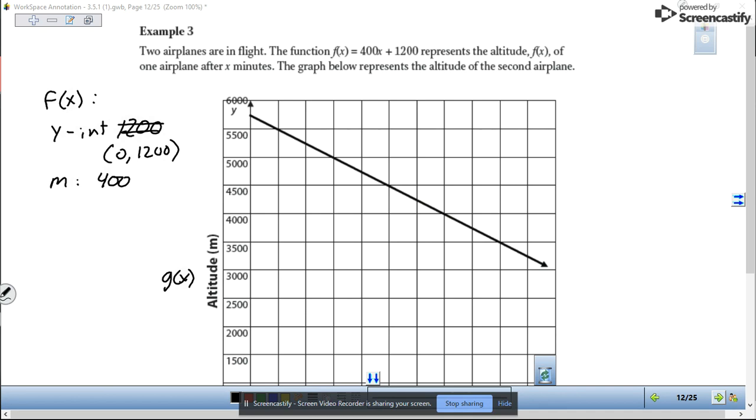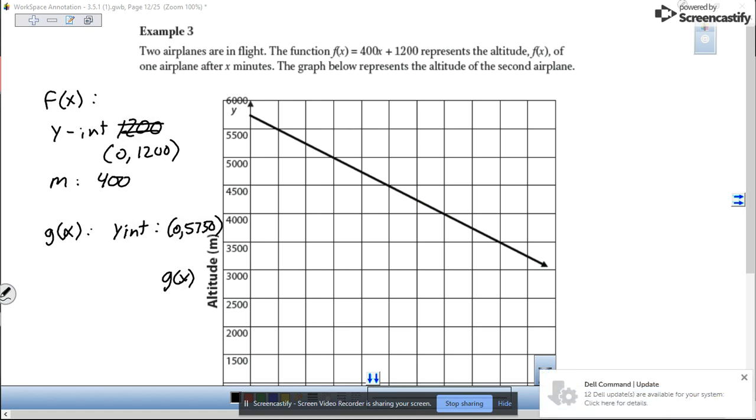It looks like the initial amount is somewhere between 5,500 and 6,000. So for g of x, it would appear that our y-intercept is at maybe (0, 5,750). Sure, we'll call that. And then obviously we're decreasing. So let's find two good points. Here's one, here's another, to do our slope.